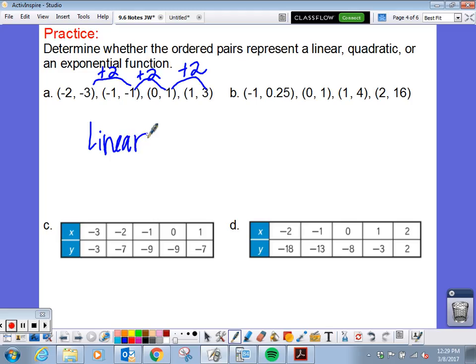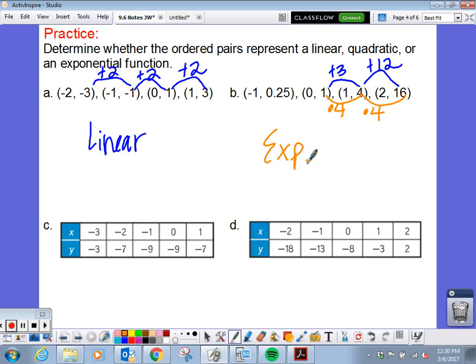Okay, on B, again, since there's a decimal, I'm going to start with where I see whole numbers to make this easier. I'm going to start with linear and check that. So 1 to 4 plus 3, 4 to 16 plus 12. So that's not it. So now I'm going to check exponential. Okay, well 1 times 4 is 4. 4 times 4 is 16, which means that that is exponential.